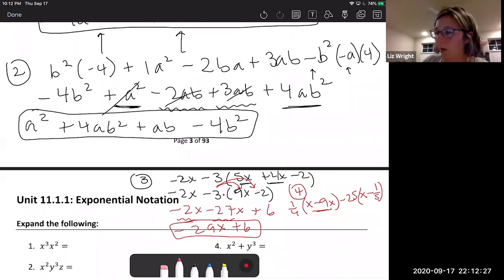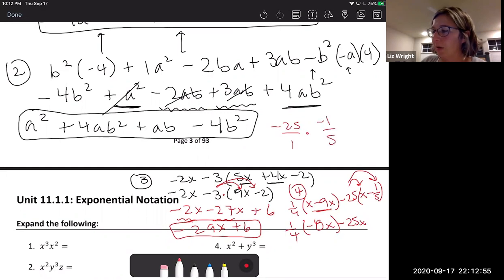So if we've got 1/4 and we've got x minus 9x, that's going to give us -8x. And then on the next part, I can't combine anything in that set of parentheses, x minus 1/5. So I'm going to go ahead and distribute. And then we've got minus 25x. And then think about when we're multiplying, we're going to be doing -25 over 1 times a -1/5. So your 5s are going to cancel here. Negative times a negative is going to give you a positive, and so it's going to be 5 in there.